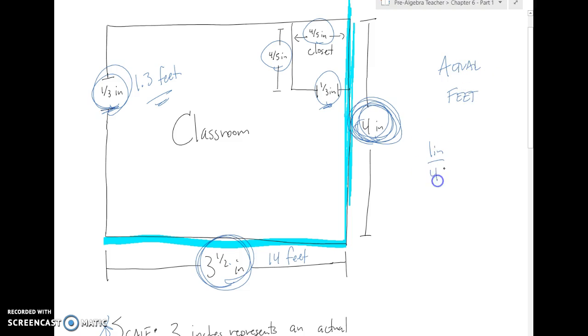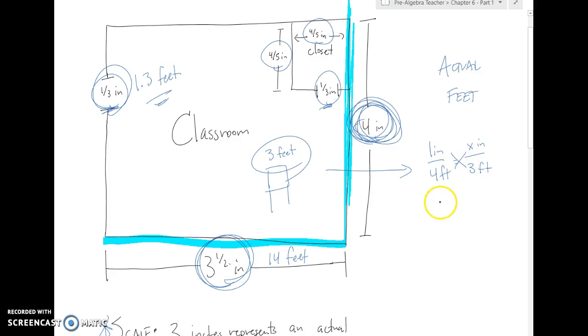You would have said 1 inch over 4 feet equals, I'm just making this up, let's act like I have a desk right here. Let's say in real life, the desk is 3 feet long. And then my question would be, how big is it on the model? I don't know how many inches it is on the model, but I know that it's 3 feet in actuality. So I would have 4x equals 3, so 3 divided by 4 is 0.75 inches. That would be what it would look like on the actual drawing. Anyhow, there's your quick lesson on scale drawings.